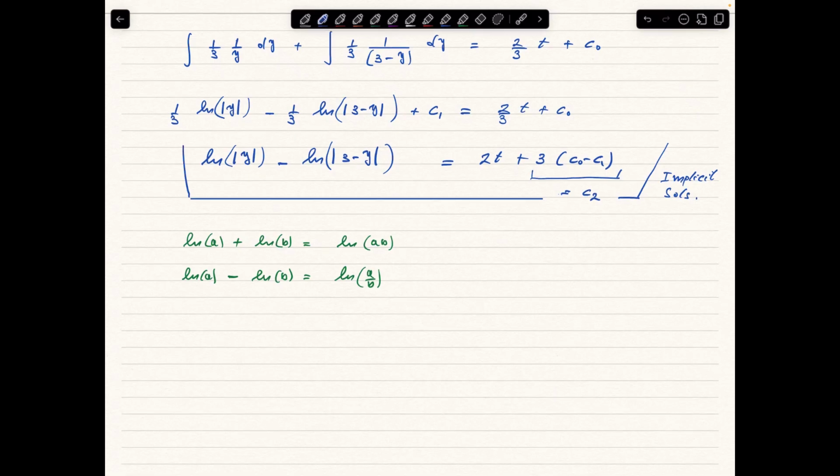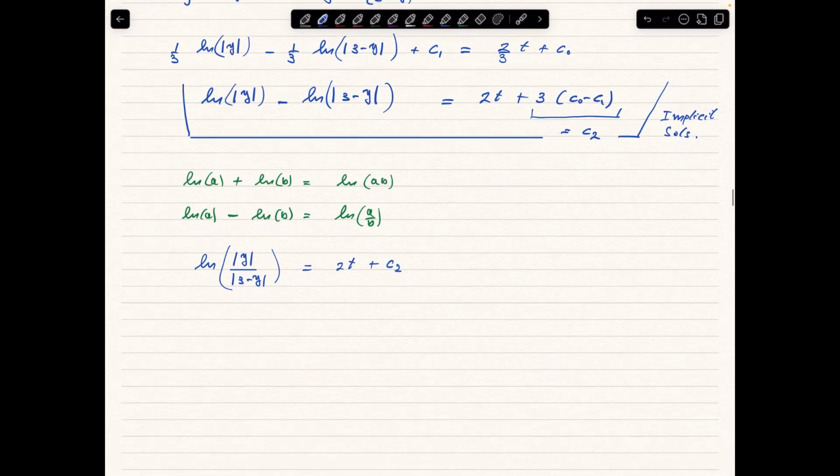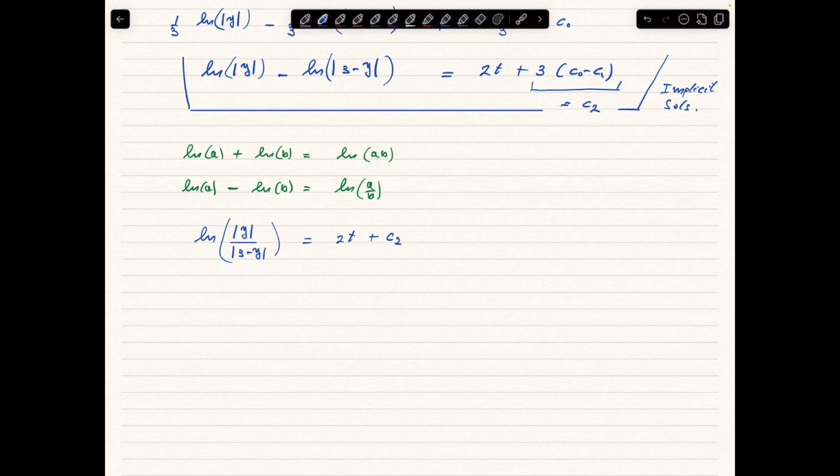Properties like that we can use, and we can write then the equation as natural log of the absolute value of y over the absolute value of 3 minus y, and then all that is equal 2 times t plus c2. But all this absolute value is just one big absolute value, so this is the same as the natural log of absolute value of y over 3 minus y. And this is another way to write down the same solution in implicit form. It's a little bit nicer, plus c2.